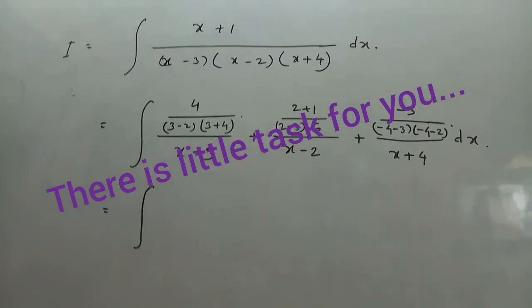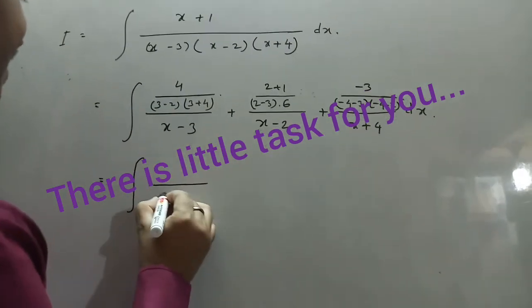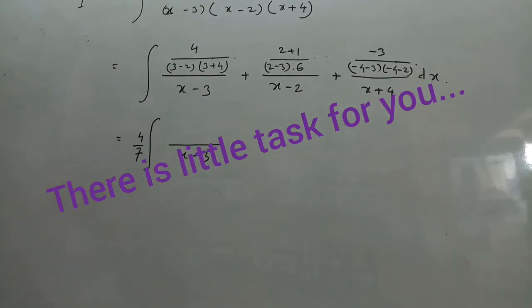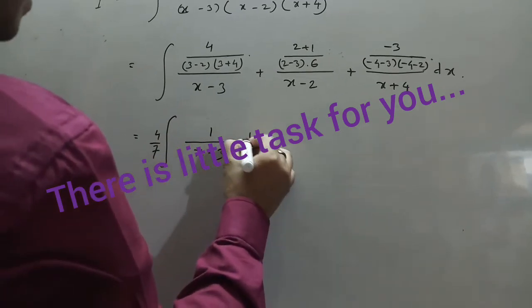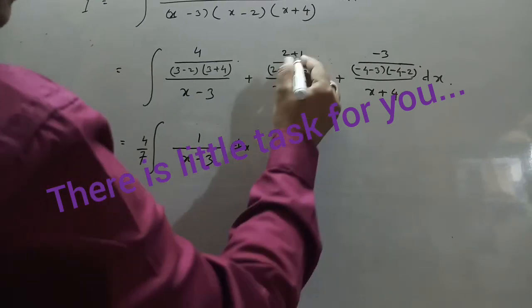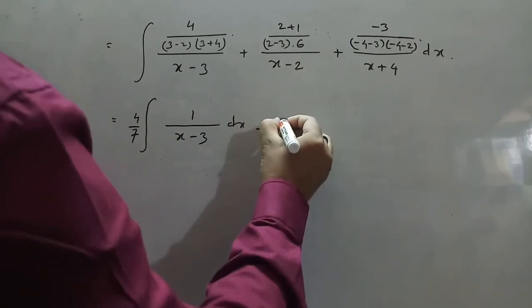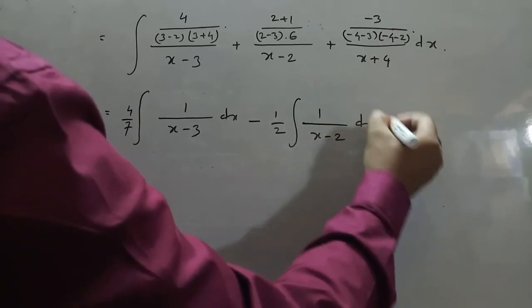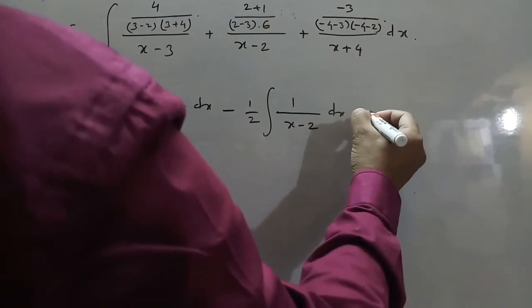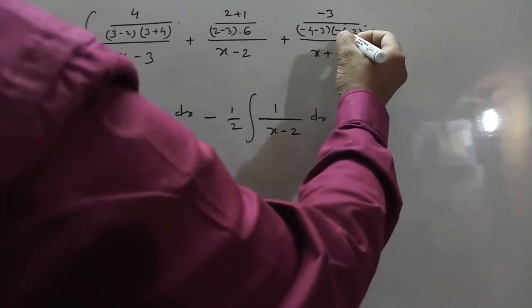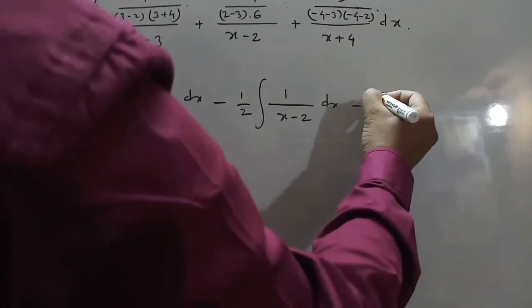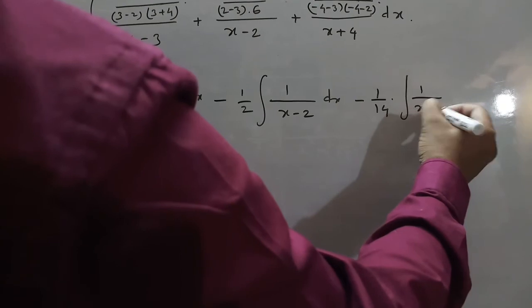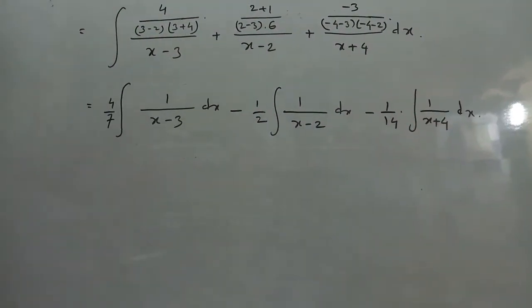Next, move to the next step. This is x minus 3, and here is 4 upon 7, comes out of the integration dx. And this is 3 by 6, half, and this is minus 1, that is minus half, 1 upon x minus 2 dx, and this is minus half, 1 divided by 14, 1 upon x plus 4 dx.